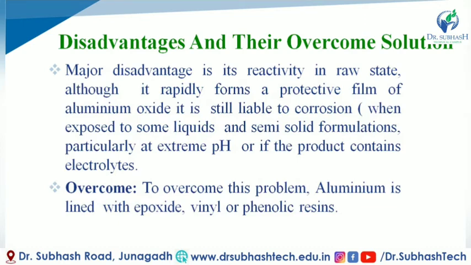Disadvantages and their overcome solutions. The major disadvantage is its reactivity in raw state. Although it rapidly forms a protective film of aluminum oxide, it is still liable to corrosion when exposed to some liquids as well as semi-solid formulations, particularly at extreme pH, or if the product contains any type of electrolytes. So what is the solution? To overcome this problem, aluminium is lined with epoxide, vinyl or phenolic resin. So that is about aluminium disadvantages and their overcome solutions.